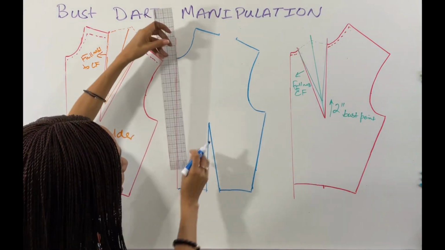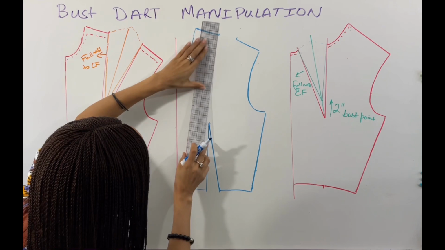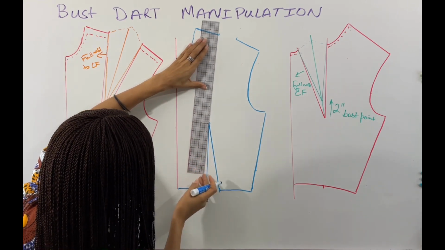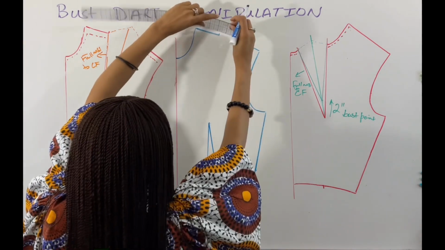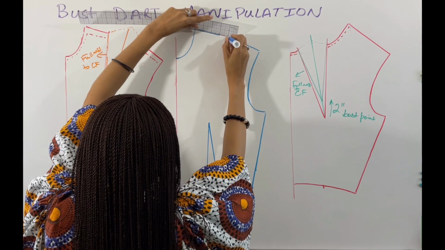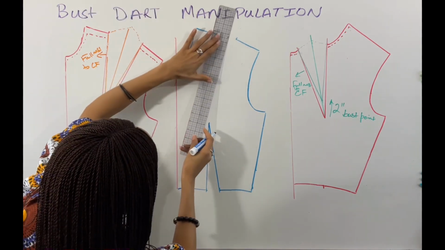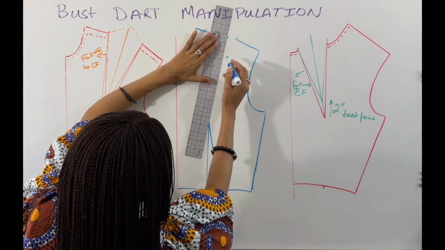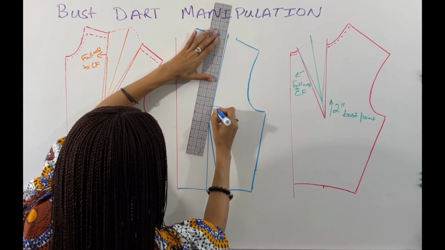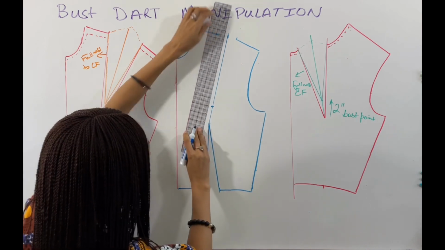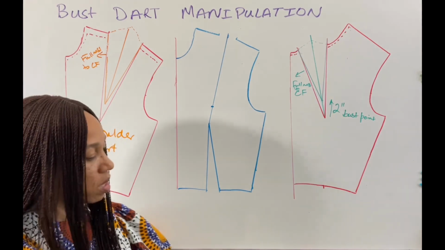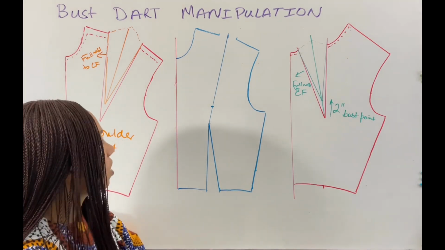But because you have the line here, you need to go up 2 inches. So I'm going to first measure the distance here for my dart width, and I am going to create that line that is going to go from here. But I need to go up my 2 inches now, so I go up my 2 inches right there, and I'm going to form out the remaining part of the dart.